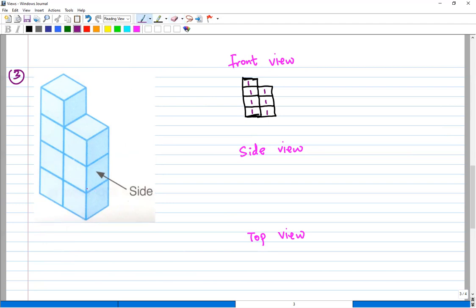Now, for the side view, once we view it from here, we only see 1 column. If you're standing this side and you look at this 3D geometric figure, you'll only see 1 column. And now this 1 column has got how many levels? 1, 2, 3, and 4. So it means that we will draw 4 levels.